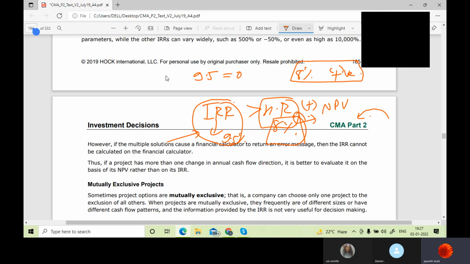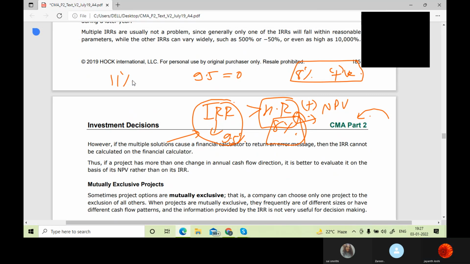And if the project's hurdle rate is 11%, for example, then what? Will you accept or reject? Reject, as the IRR is less than the hurdle rate. See, your IRR is less than the hurdle rate. That means your hurdle rate is more. Here the discounting will be happening even more, right? Here the discounting will be happening less. So here you will be getting a negative NPV, correct or wrong?